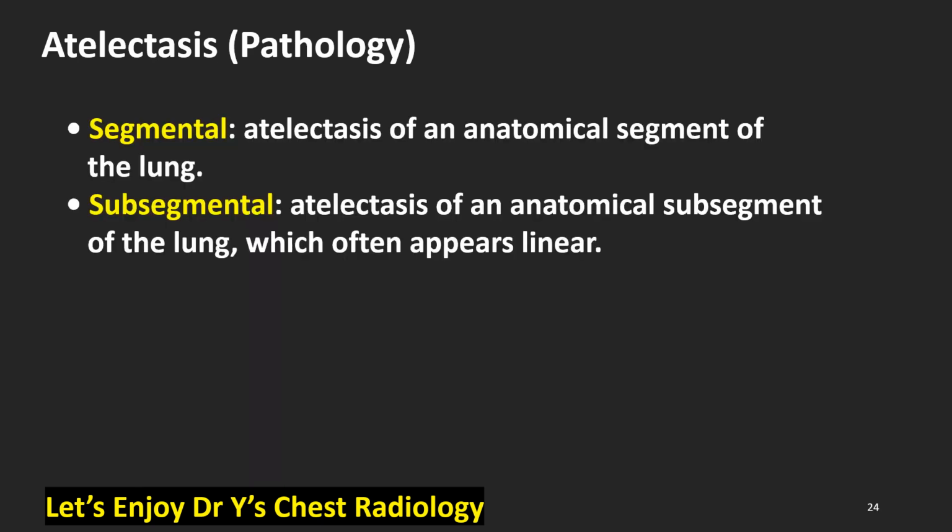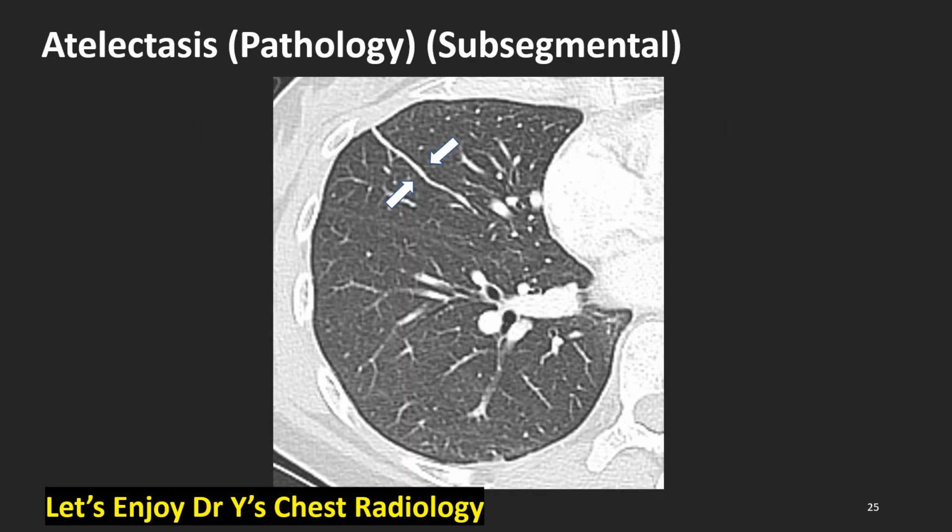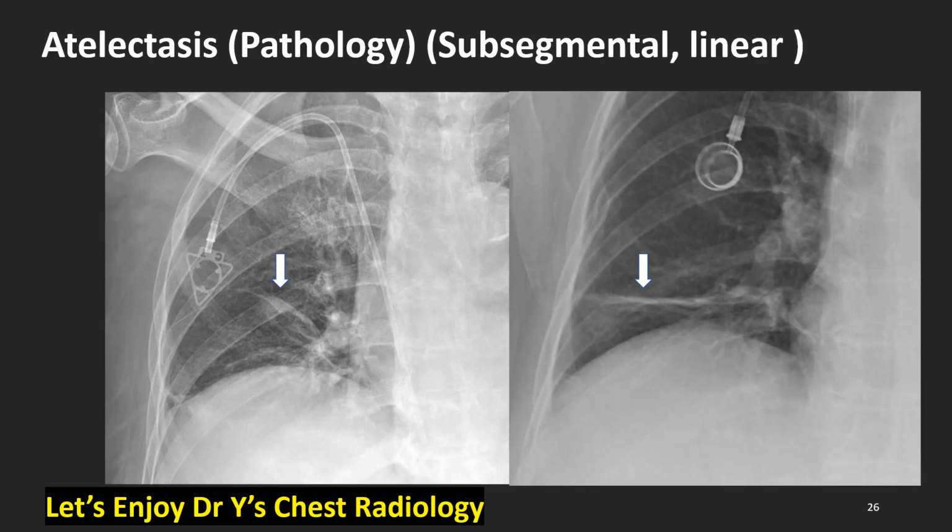Atelectasis pathology, segmental. Atelectasis of an anatomical segment of the lung. Subsegmental. Atelectasis of an anatomical subsegment of the lung, which often appears linear. Atelectasis pathology, subsegmental. Arrows indicate subsegmental linear atelectasis. Both arrows indicate subsegmental, linear atelectasis.